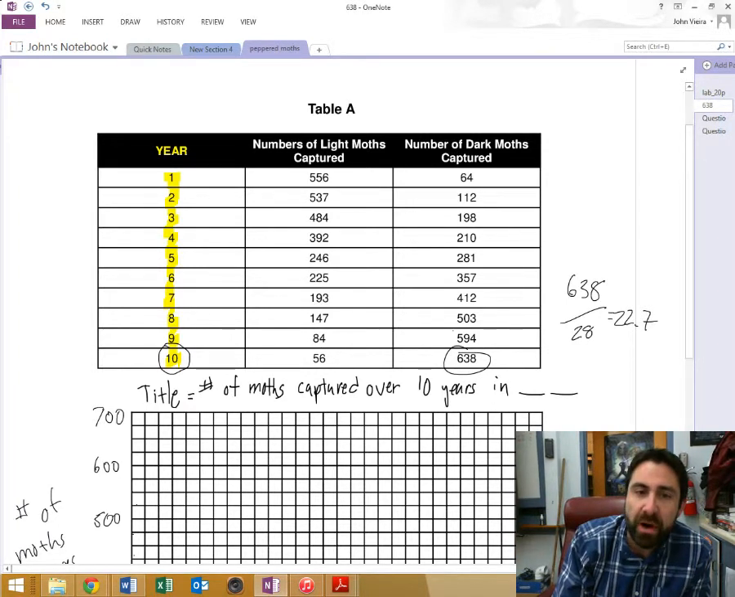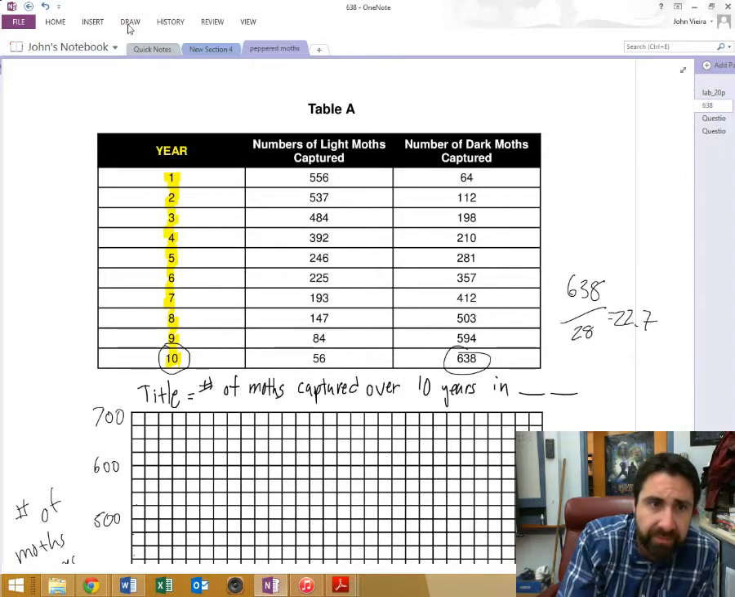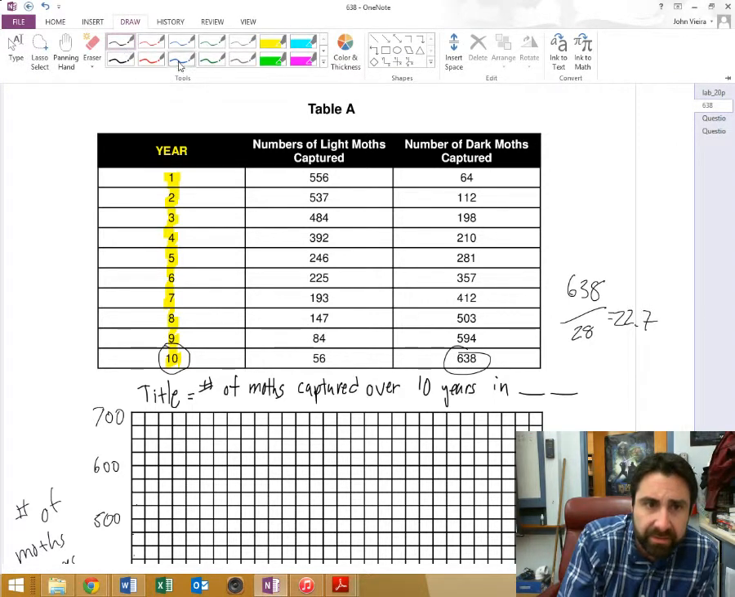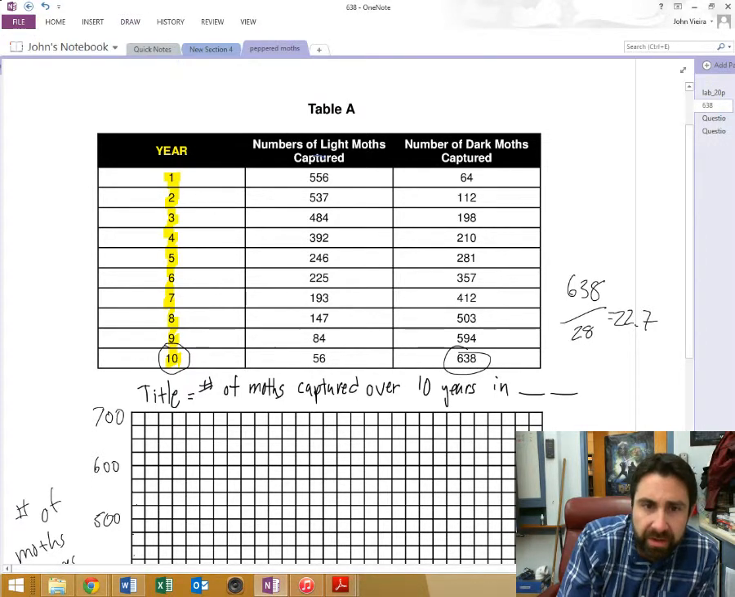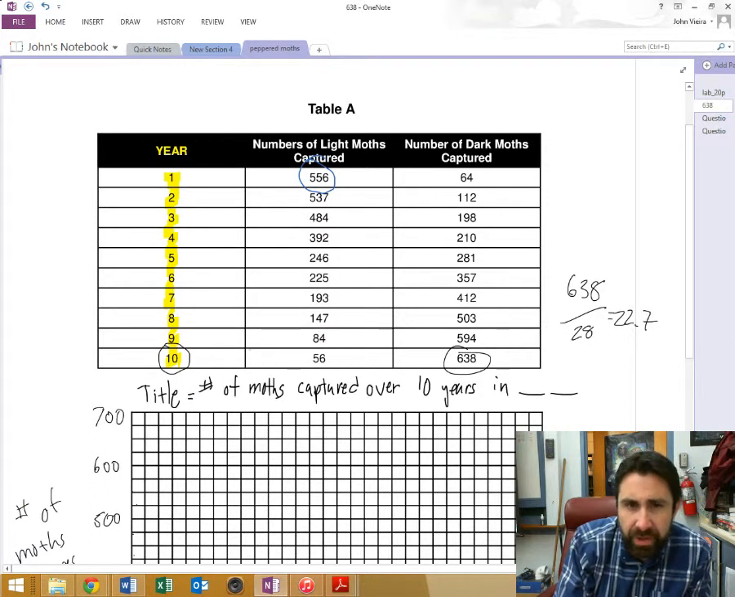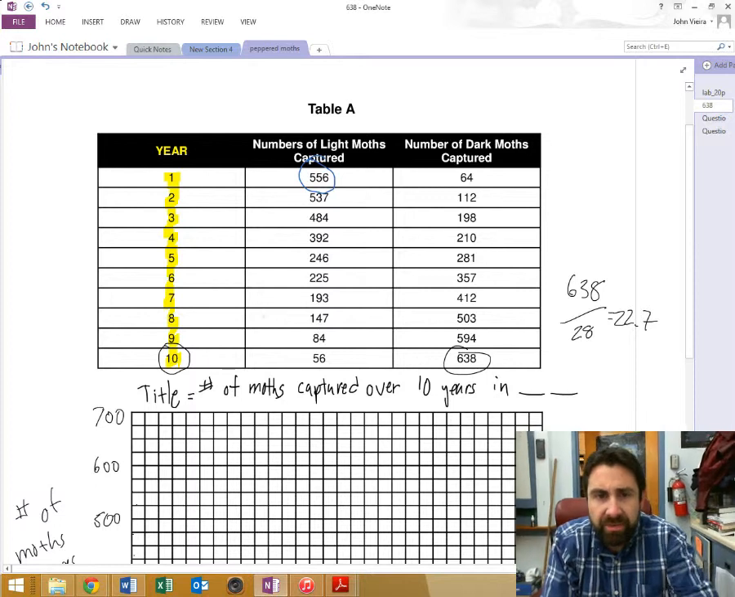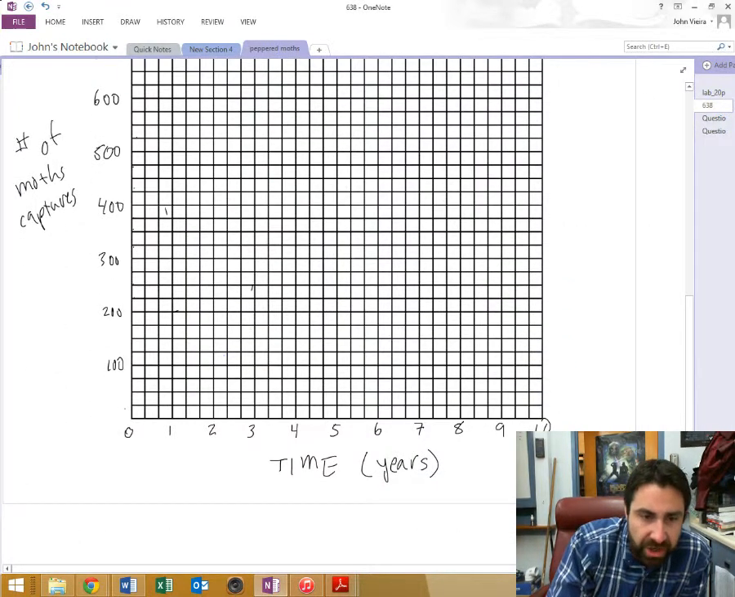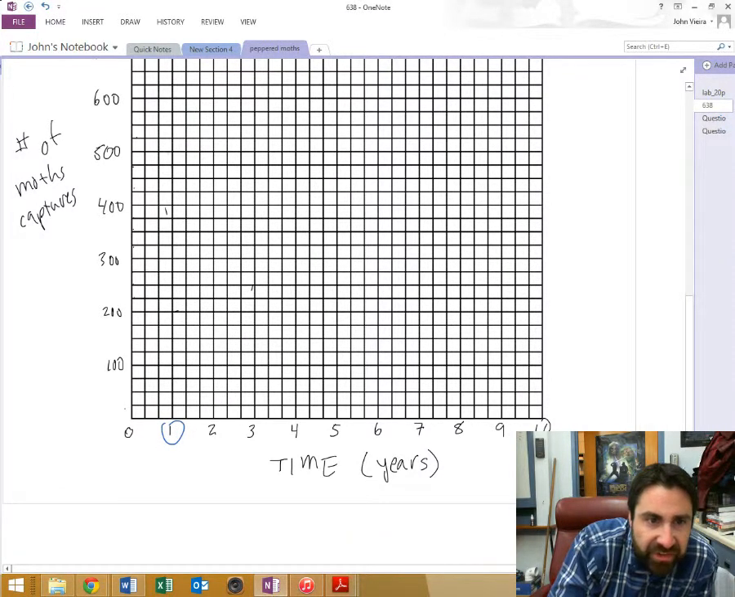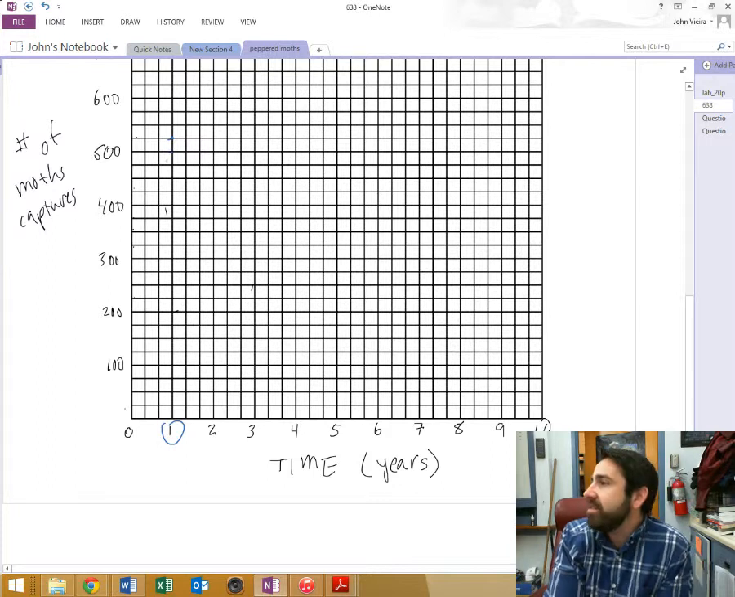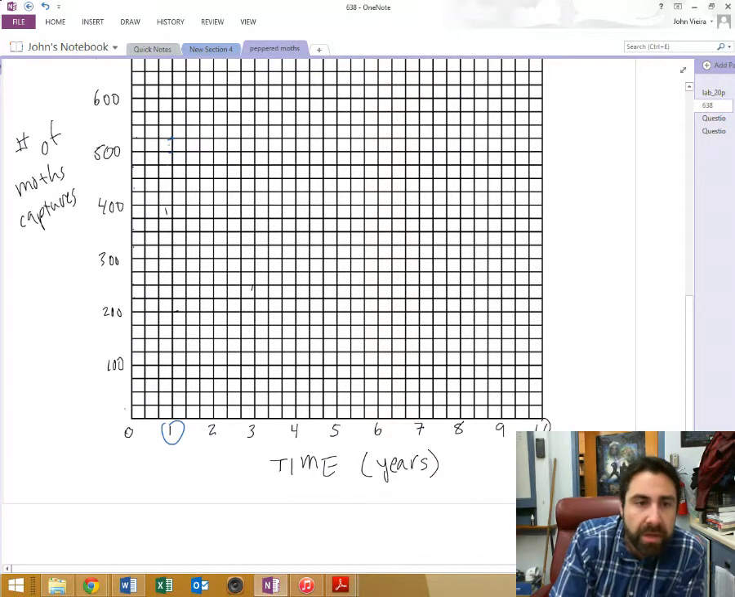So I'm going to first start, and I'm going to pick the color. What is this color right here? Is that purple? I don't know. I'm going to do the light-colored moths in whatever color that is. Blue, thank you very much. 556. So in year one, so I'm right here. I'm going to go up to 556. There's 500. 525, 550. So 556 is right around there, that data point.